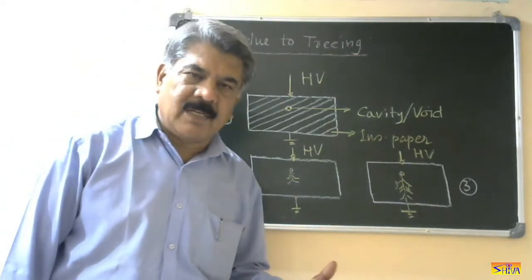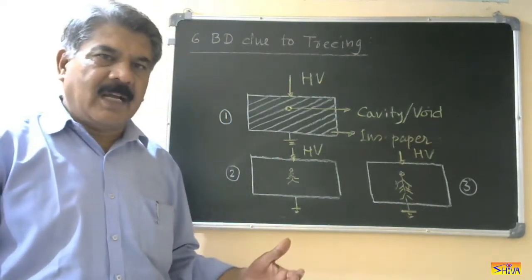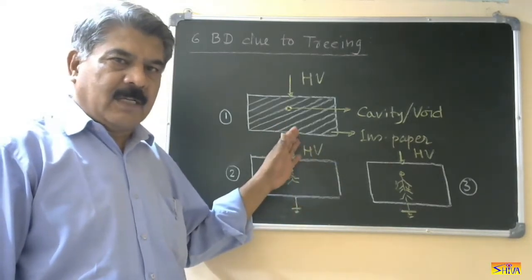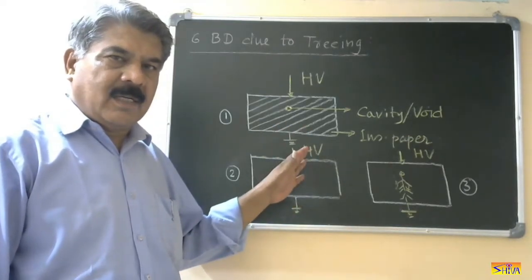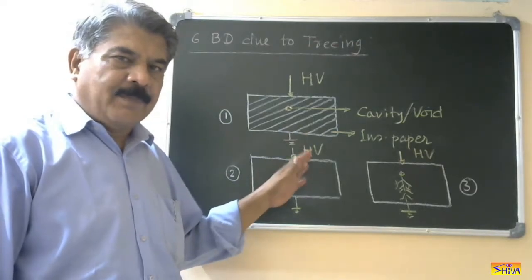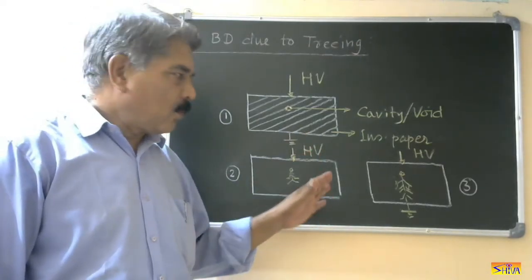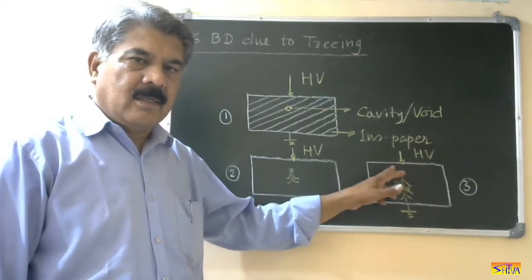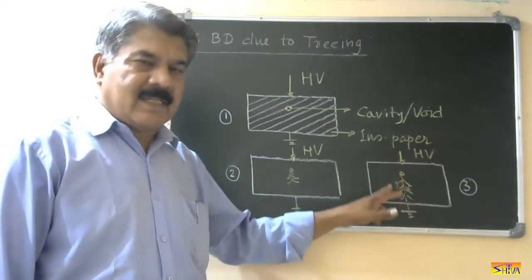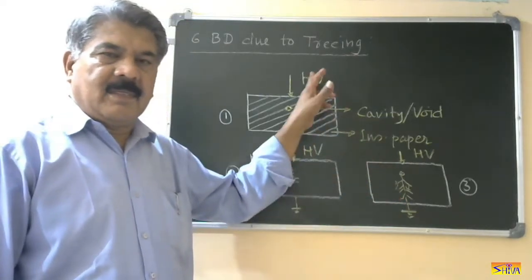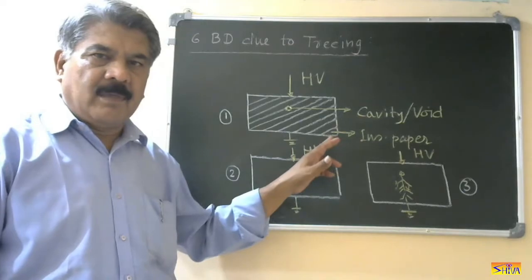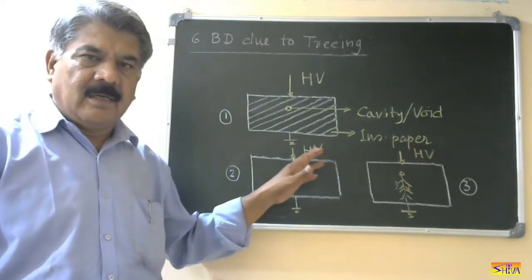It is not immediate breakdown. If voltage is very high, then there is immediate breakdown. But at normal working voltage, this breakdown does not occur immediately, but it occurs after some prolonged time. So this breakdown occurs through the tree-like structure. Therefore, the name is tree breakdown. I will show the diagram for this tree breakdown.